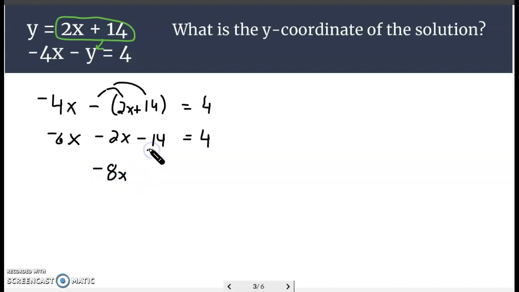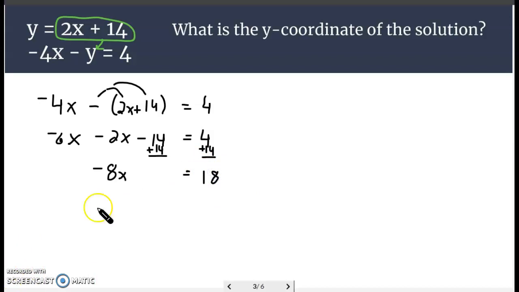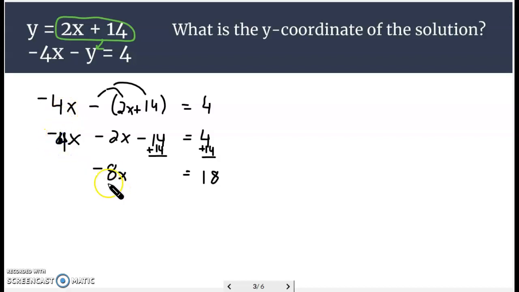I also need to add this 14 to both sides. And that's going to give me 18. And I just realized I made an error here for some reason. I made this right here a 6. This should be a 4. Alright, and negative 4x and negative 2x should be a negative 6x. Let's make that a negative 6x. Now, dividing by negative 6 will give me the x-coordinate.